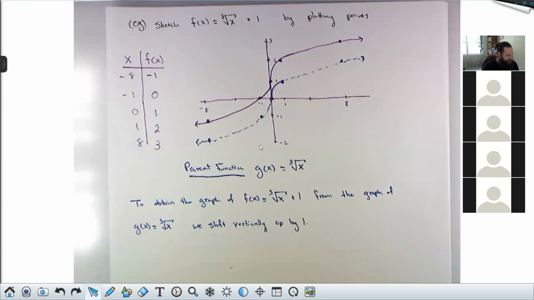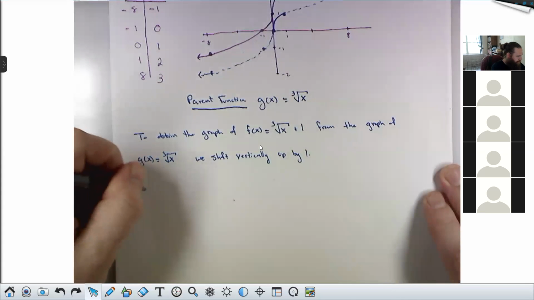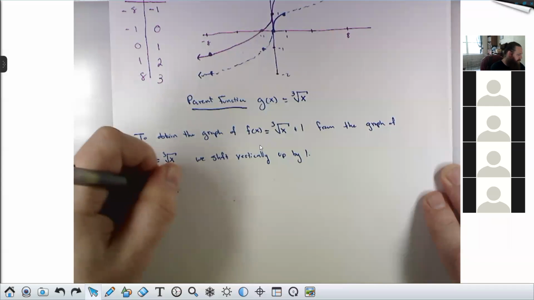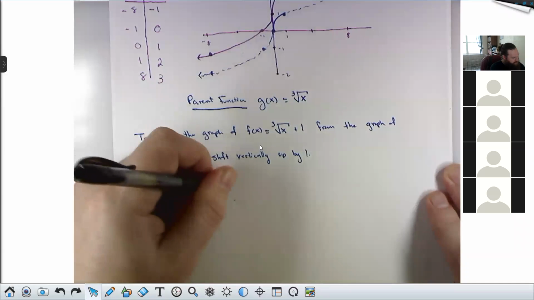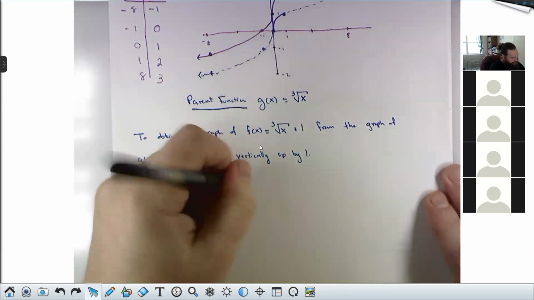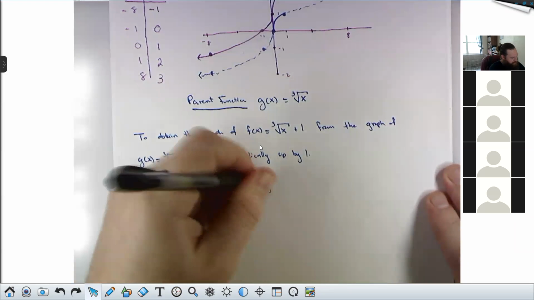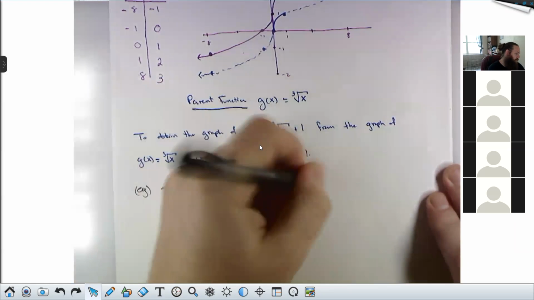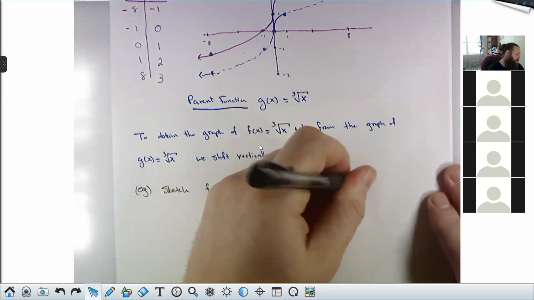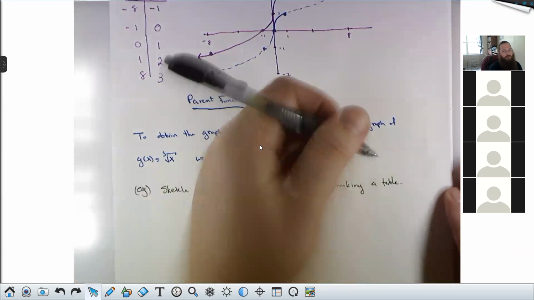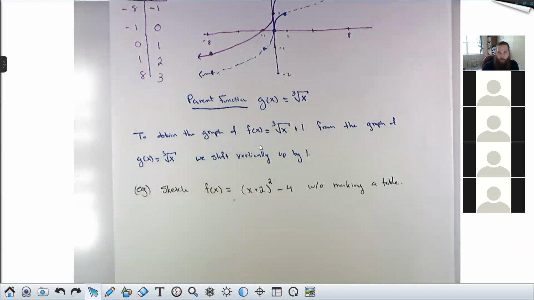With this in mind, let's sketch the function f of x equals (x plus 2) all squared minus 4 without making a table. So this new function has elements of both transformation types. There's going to be x squared, and we have to go 2 to the left and 4 down. Very good. Yeah, that's it exactly.